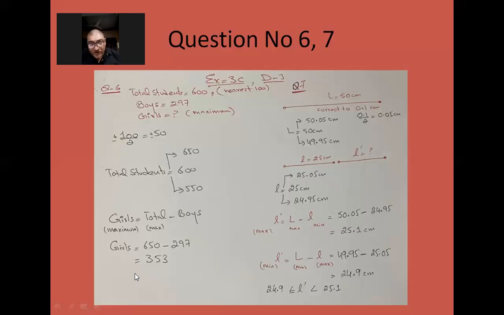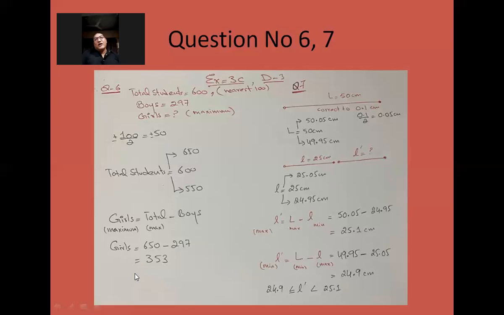Now we are going to do question number 7. Listen carefully to the story. He says a length of 25 centimeter is cut from a string that measures 50 centimeter. Given that the measurements are corrected to 1 decimal place, express the upper and lower bounds of the length L centimeter of the string left in the form of an inequality.